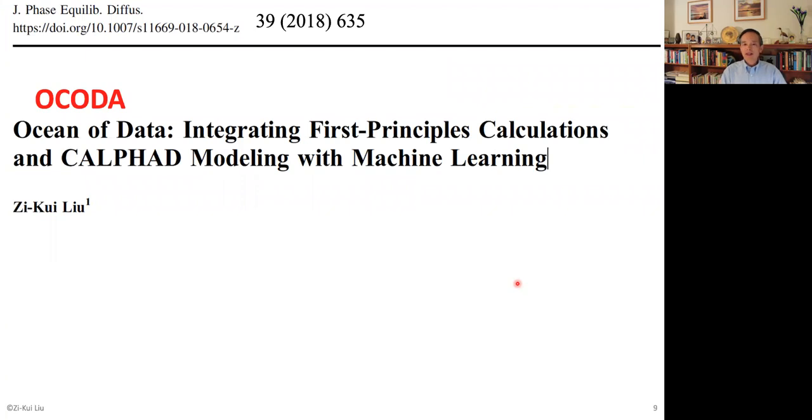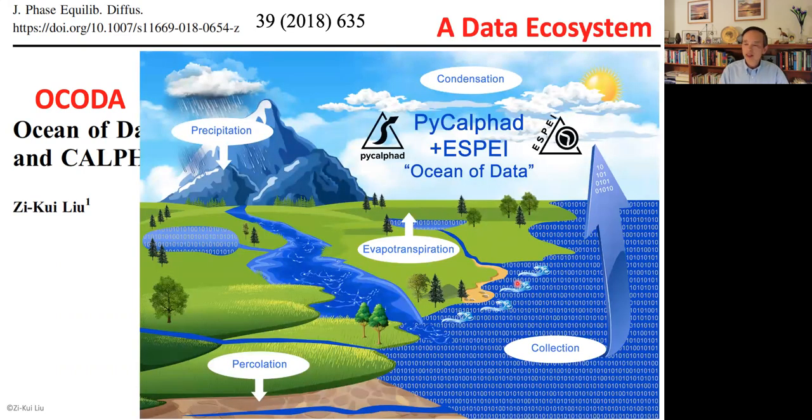So we have to think about how to improve this. We developed CALPHAD and SBA to do that work. In 2018, I wrote a paper called Ocean of Data, which summarizes this idea. The idea is that we need to integrate first-principles calculations and CALPHAD modeling with machine learning, and at the same time create an ecosystem for data. When I talked about this idea, a communication staff member in our college came up with this very nice diagram of the data ecosystem.